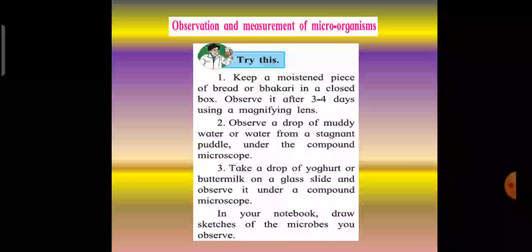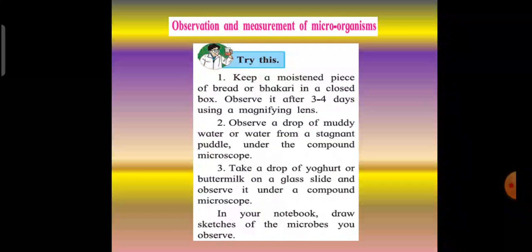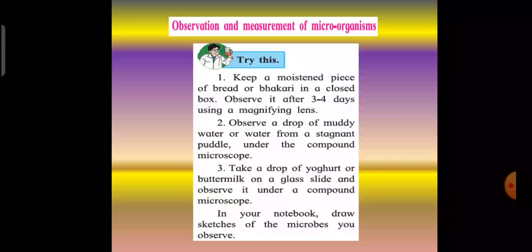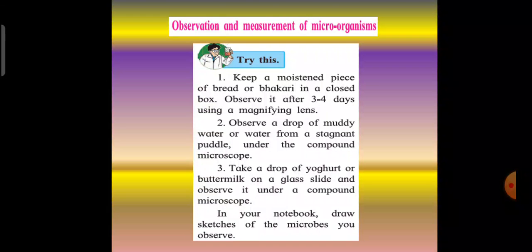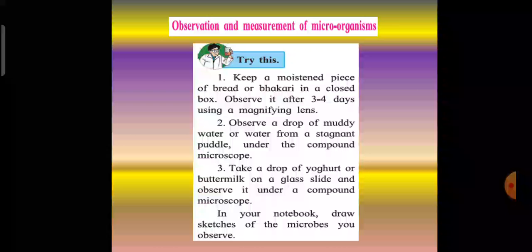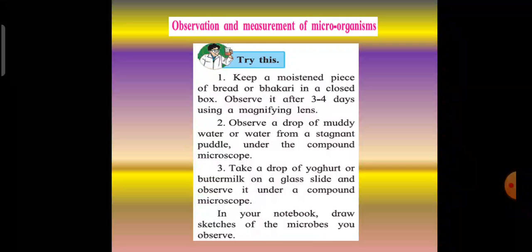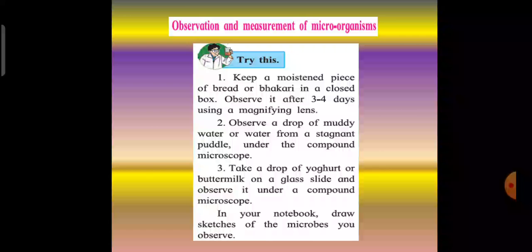So you observe that some black colored growth has come on it, so it is a fungus. And take a drop of yogurt or buttermilk on a glass slide and observe it under a compound microscope. It also has microorganisms in it.